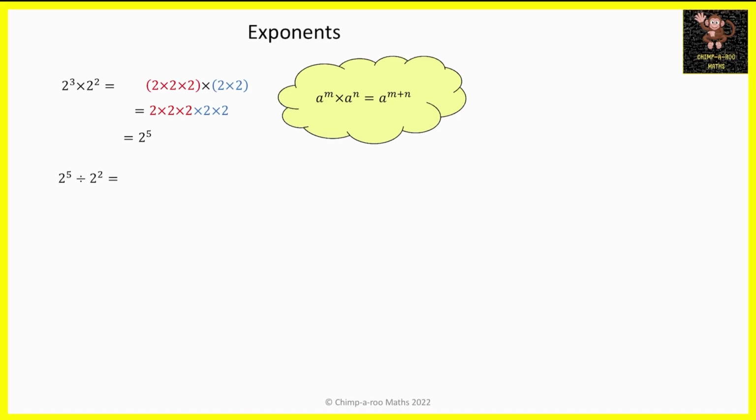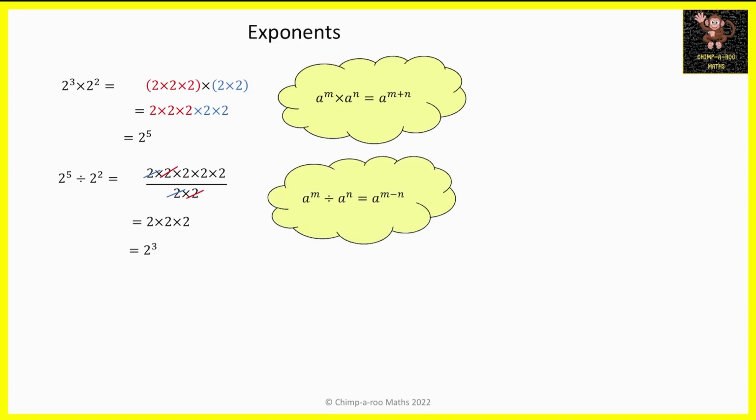Similarly, if we divide, if we write out 2 to the power of 5 and 2 to the power of 2 in a long form like that, we've got 2 times 2 times 2 times 2 times 2 on the top and 2 times 2 on the bottom. We can cancel top and bottom. So the first 2's cancel and the next 2's, and now we're left with 1 on the bottom and 2 times 2 times 2, which is simply 2 cubed. So again with this one, when we divide, we subtract the powers. So a to the power of m divided by a to the power of n is a to the m minus n.